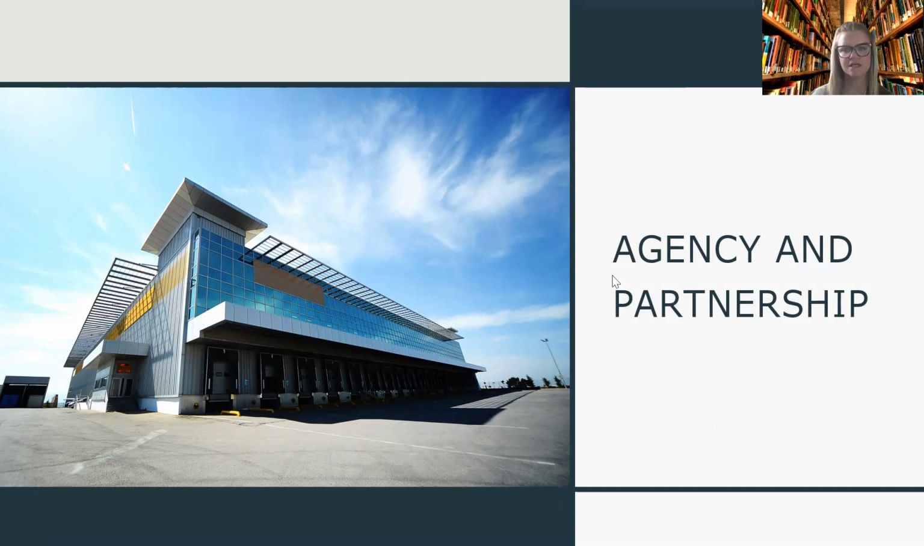Today we're going to be discussing agency and partnership. This is a facet of contract law, yes, but also corporations law, where we have not formed a corporation. We're looking at just the agency and partnership type of relationship where a corporation does not exist.